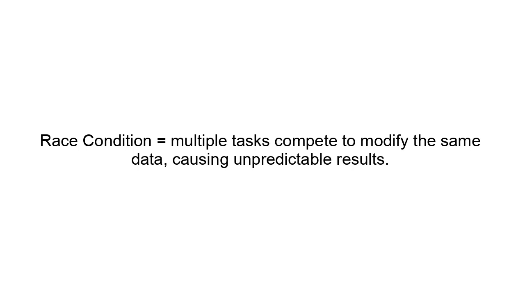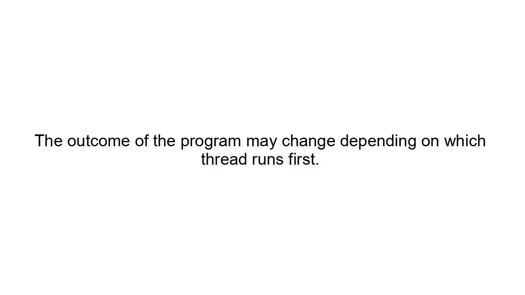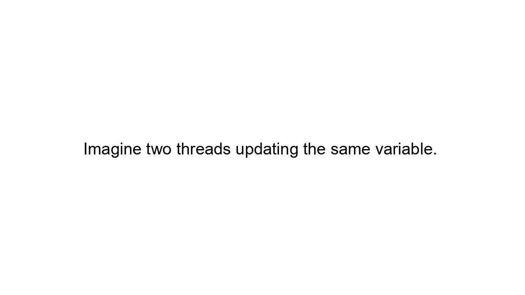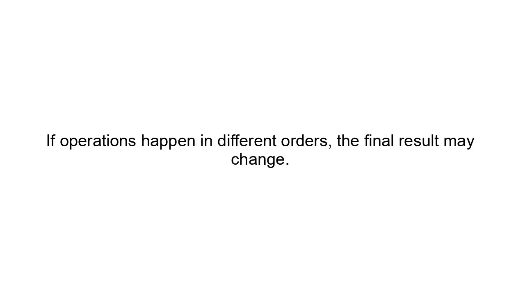Simple example. Imagine two threads updating the same variable. Initial value: balance equals 100. Thread A: balance equals balance plus 50. Thread B: balance equals balance minus 30. If operations happen in different orders, the final result may change. Example scenario: the correct result should be 100 plus 50 minus 30 equals 120.